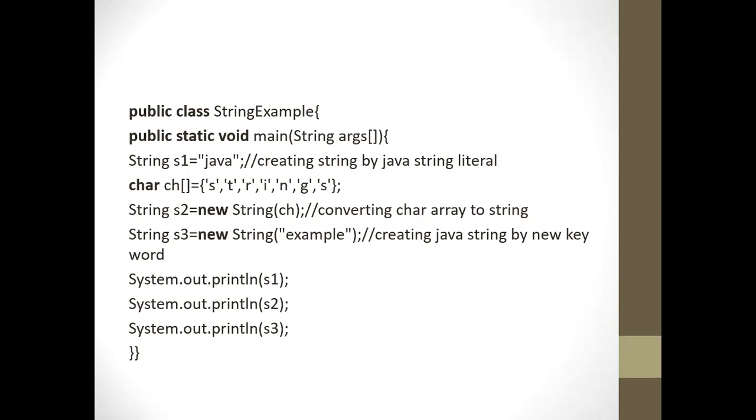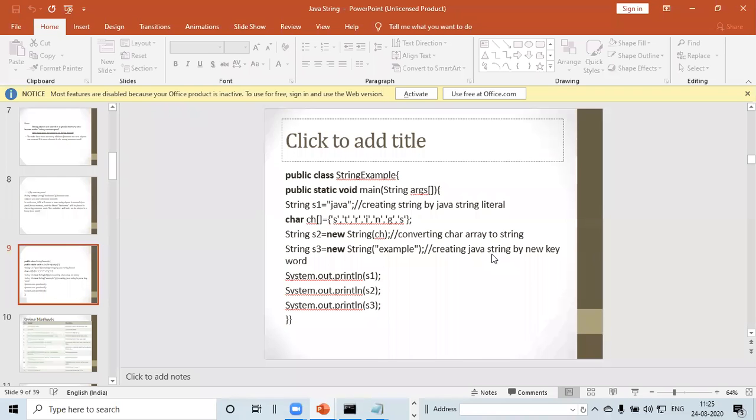Now again we can see how we can use this. We have a single string here, creating a string by Java literal. Another way is converting a character array to a string. We have a simple character array and we can pass that character array to the string, so we have converted the character array to a string. And the third way is to create a Java string with the new keyword. So I think I must go to the execution portion.